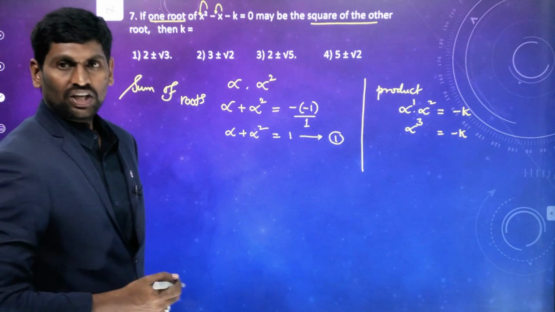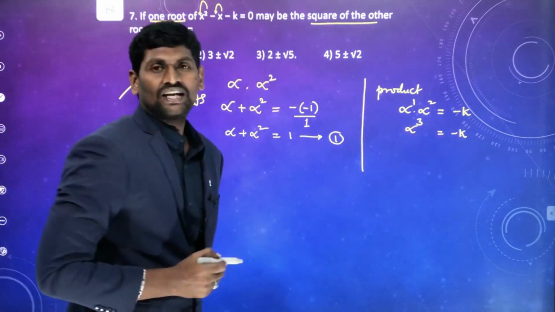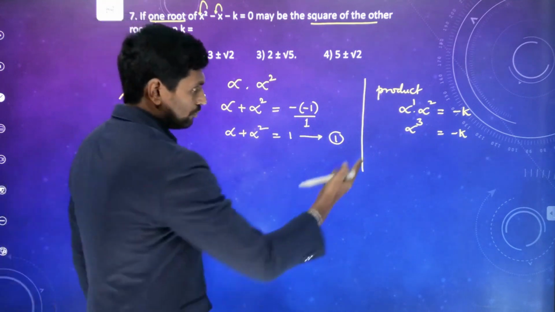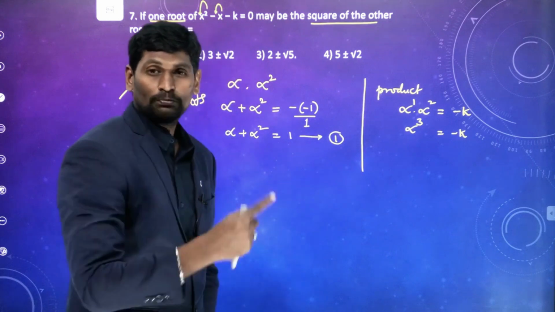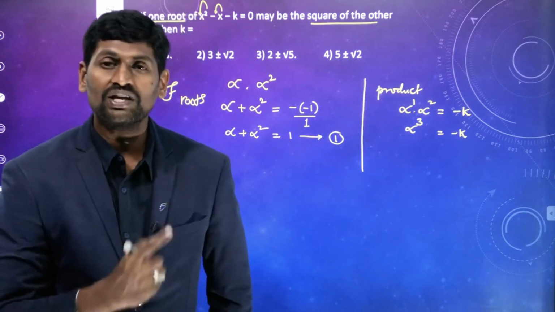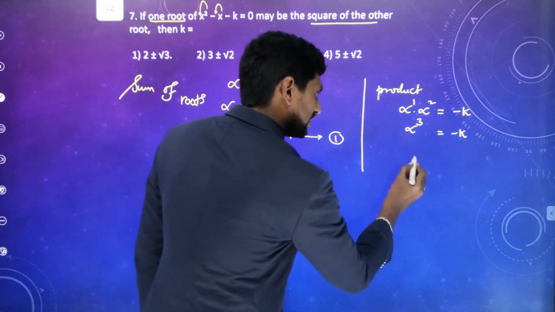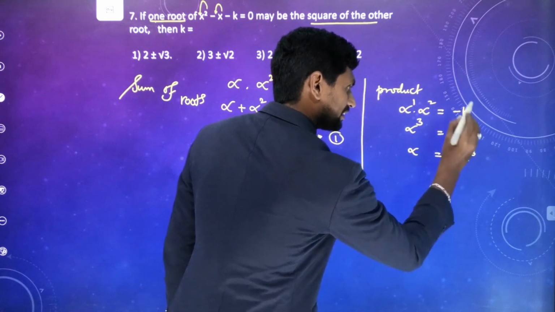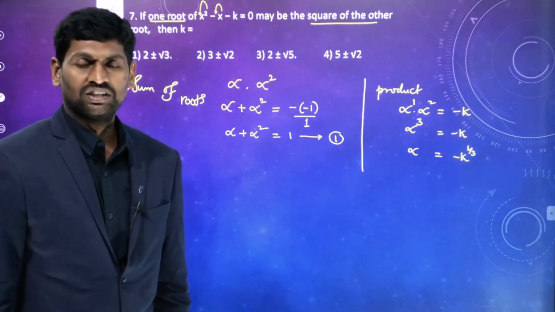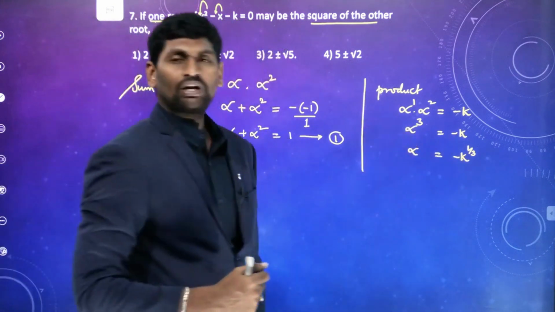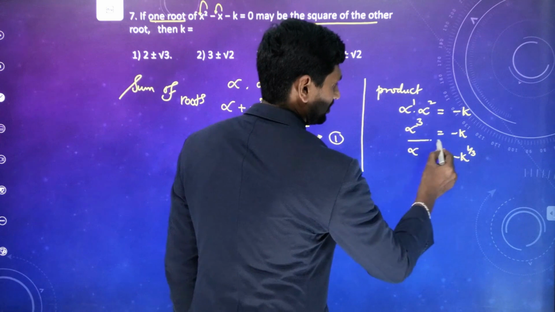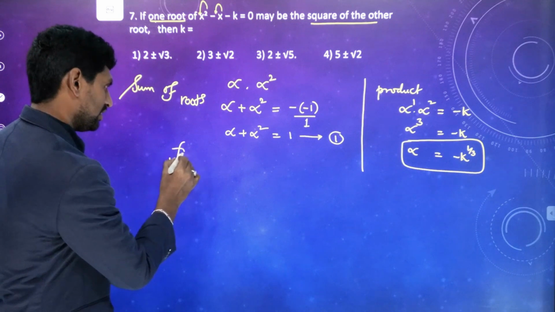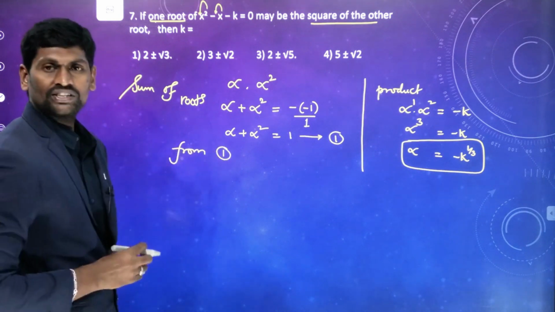Now when you transpose these exponents towards the right side, it will be 1 by. So cube means 1 by 3, square means 1 by 2, alpha power 4, when you transpose that side, it will be 1 by 4. So according to this, I can write alpha equal to minus k power 1 by 3. Now this minus k power 1 by 3, substitute in the equation 1. The required value you are substituting in equation 1. So I am writing from the equation 1.